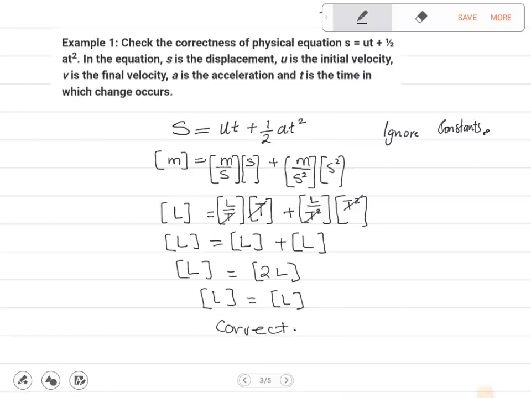For every equation that you are given, you have to prove it this way, and they should always come out the same. If they're not coming out the same, that means that equation is not dimensionally correct.